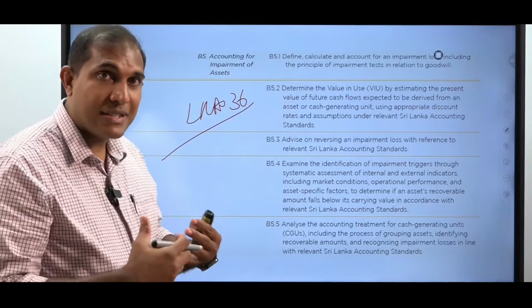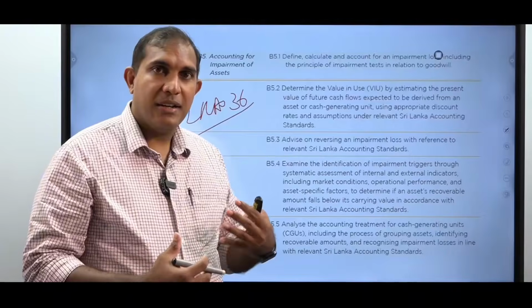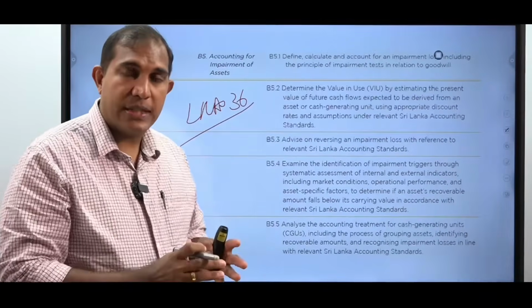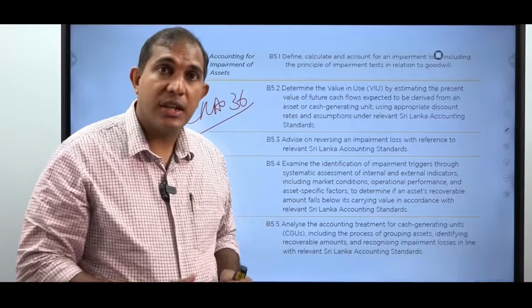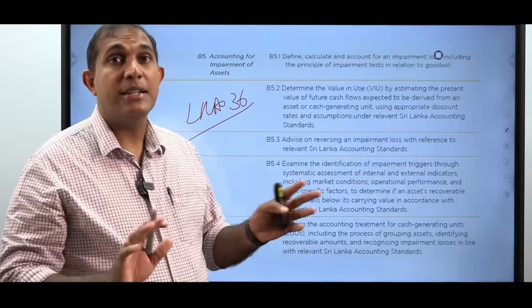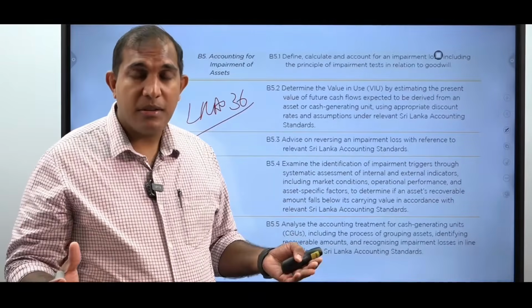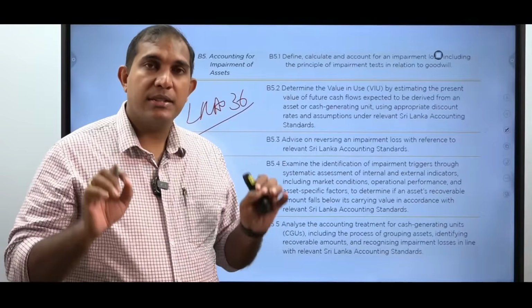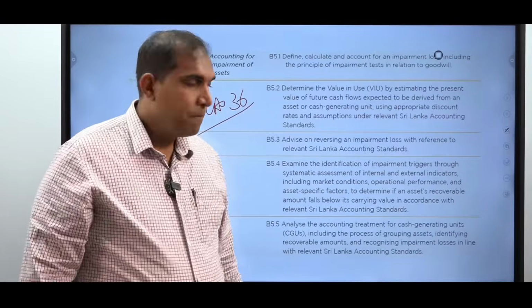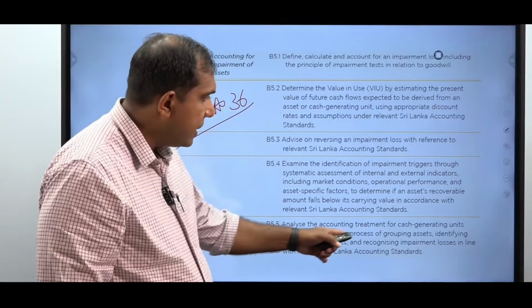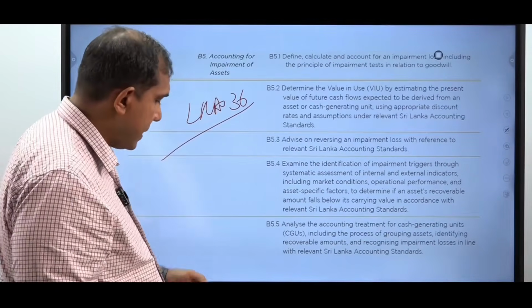It discusses reversal of impairment. Not only individual asset, but also cash generating unit. Don't worry, sometimes you are hearing these words for the very first time, but don't worry about it. Right? We will be discussing one by one. Okay, then see cash generating units.